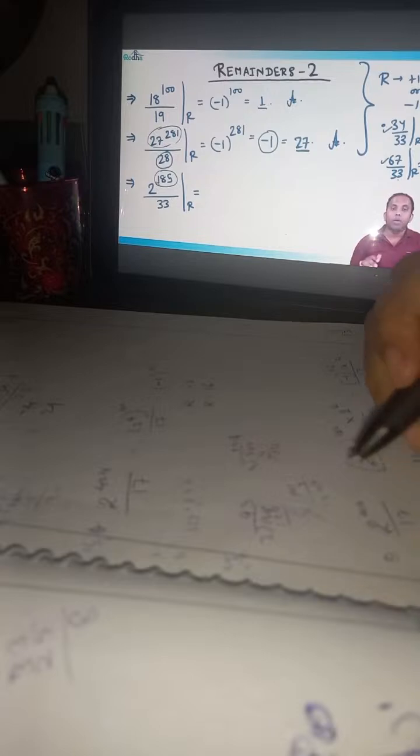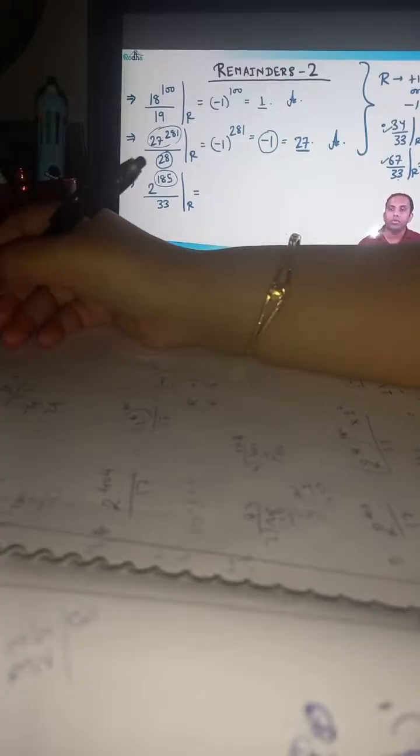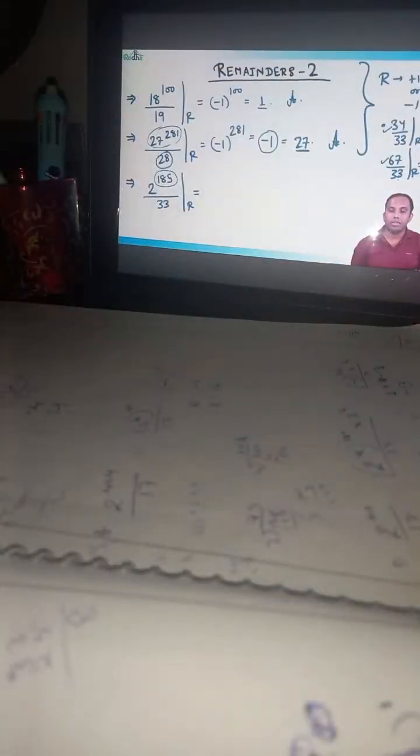See, 2 power 5. If you observe it, 2 raised to 5 is 132. Let me write here. 2 raised to 5 is 32, not 132. I'm sorry. So 2 raised to 5 is 32, and 32 by 33 will give me a remainder of minus 1.